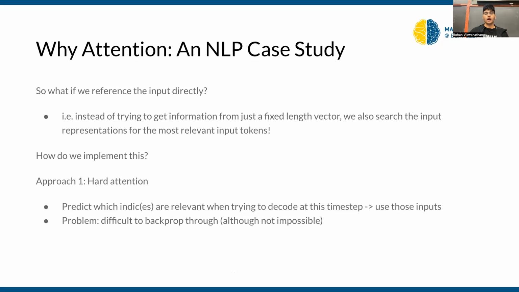So there are a couple of different types of attention. The two we're going to be talking about are hard attention and soft attention. Hard attention predicts which indices are relevant at a certain time step. So you're looking at all indices and trying to figure out which ones of these are specifically important. This is hard to backprop through, and it requires a lot of computation because you're searching through the entire input representation for the most relevant input tokens.